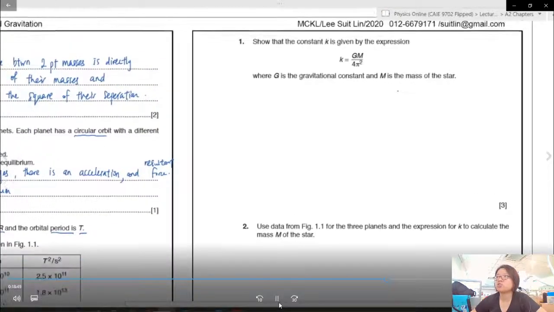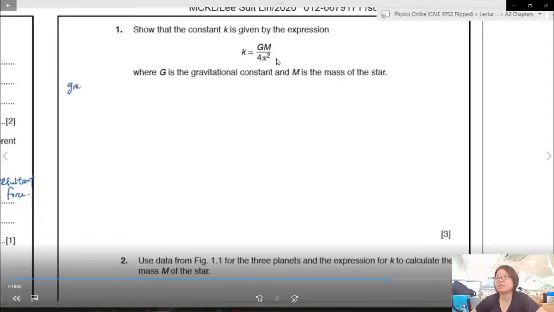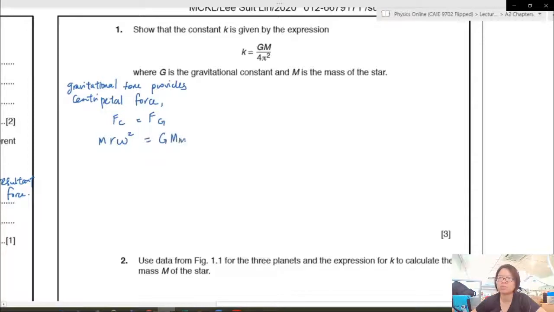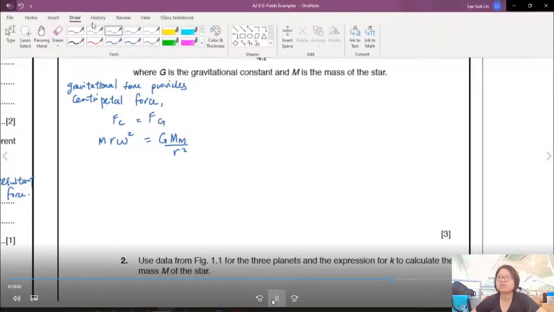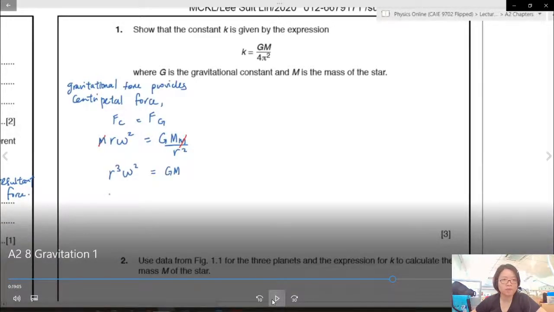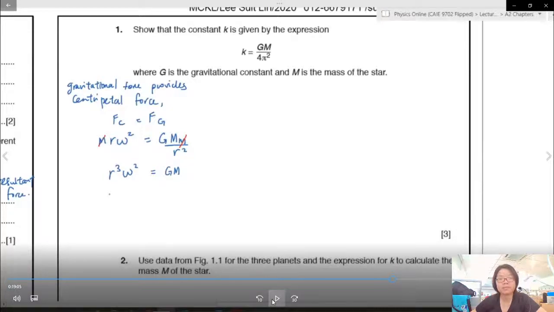Okay, so show that the constant K is given by this expression. Well, we're going to start off the same. Gravitational force provides centripetal force. Whenever they ask you to show for circular orbit, this one always will work. So centripetal force will be equal to Fg. And I'll put m r omega squared is G M m over r squared. Cancel off the m. The m here is the mass of the satellite once again. And I will have R cubed omega squared is equal to GM.